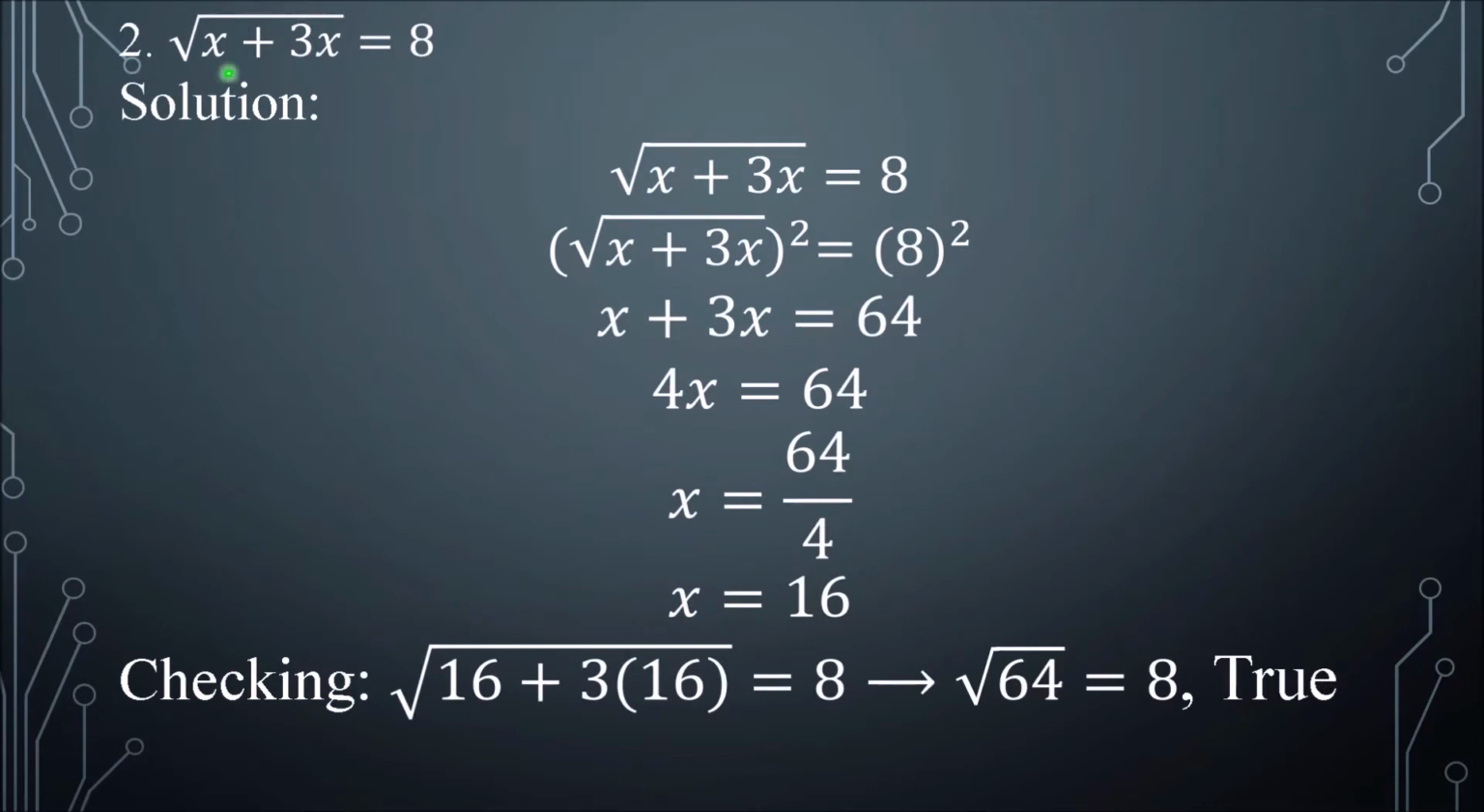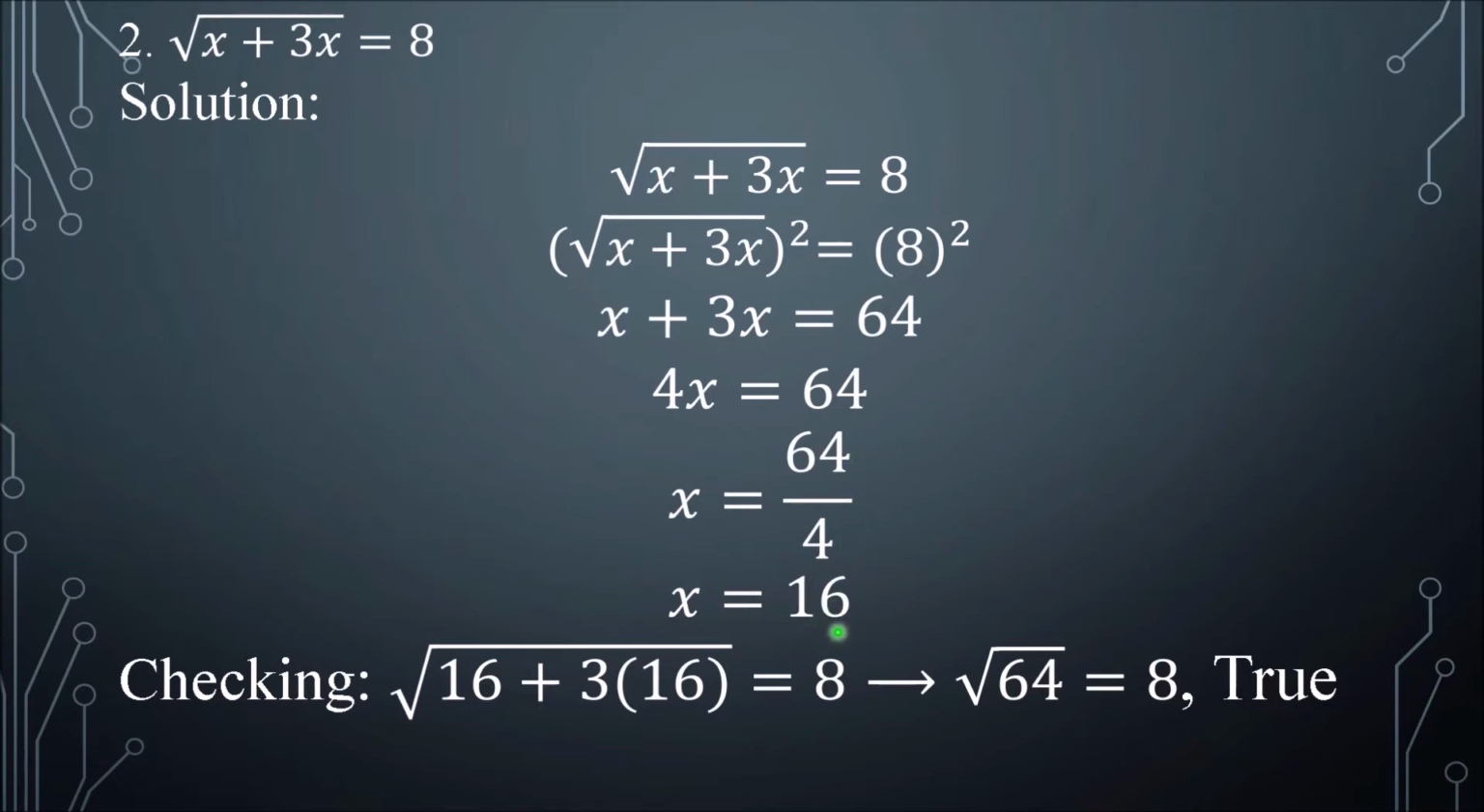Number 2. Square root of x plus 3x is equal to 8. Again, square both sides to remove the radical sign. So, squaring, and then the radical sign is removed. x plus 3x is equal to 8 squared is 64. Now, x plus 3x is 4x, which is equal to 64. Now, dividing both sides by 4, x is equal to 64 over 4, which is 16.